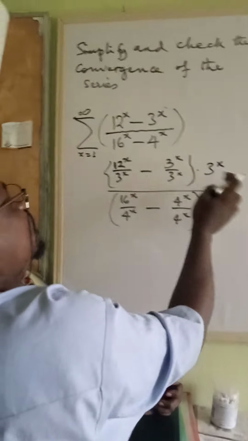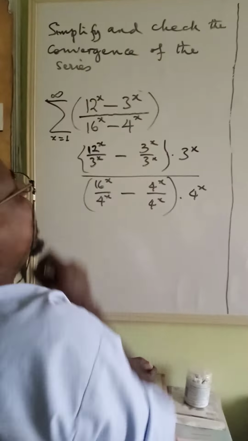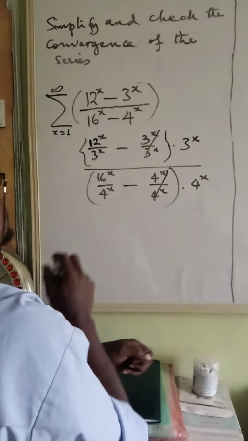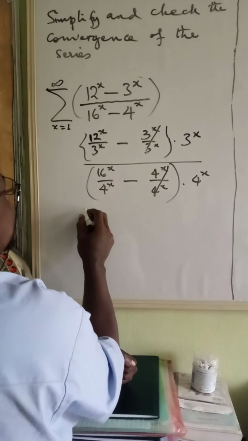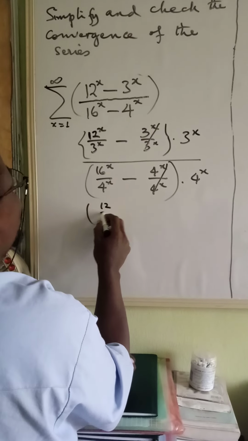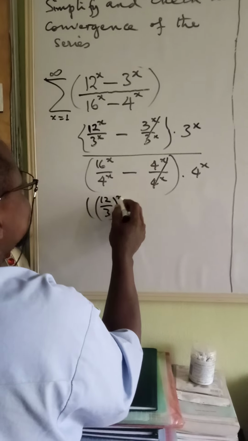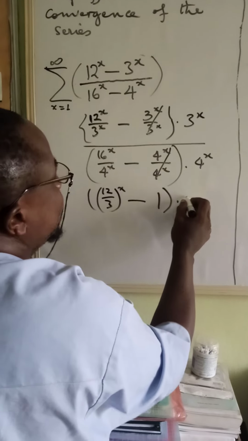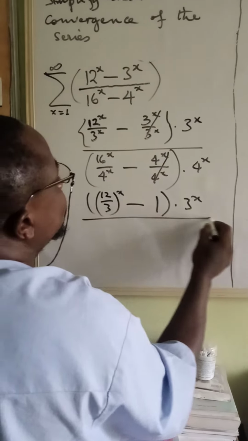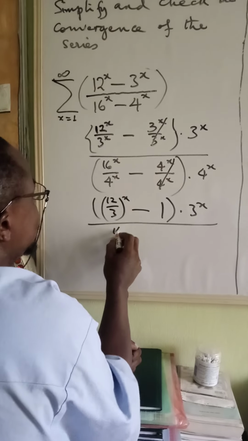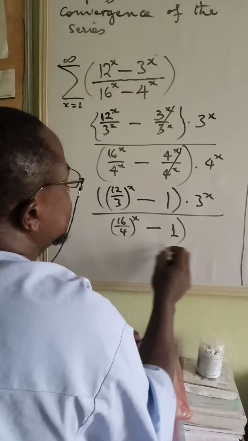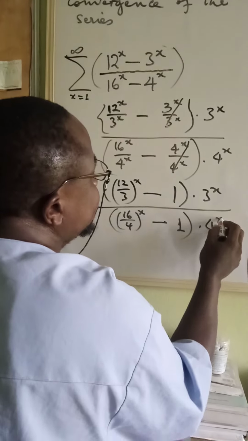So if I effect the multiplication, I'm going to come back here. But there's a reason I'm doing that. Now, this causes this to give us 1. Such, this will also cause this to give us 1. We are left with these ones. Now, this one can be written as 12 over 3 all raised to power x. We know that this is now 1, and that is still multiplied by 3 raised to power x there. And over, again here, 16 over 4 raised to power x minus 1, again multiplied by 4 raised to power x.